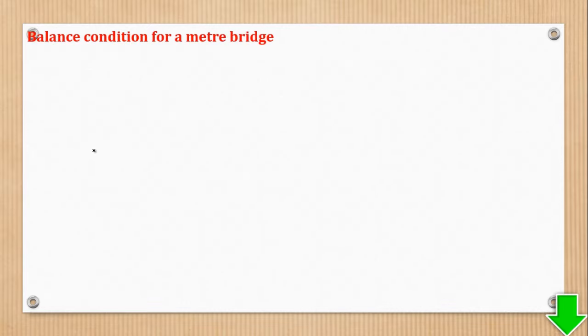Just like we saw the balance condition in a Wheatstone bridge, even here we shall look at the balance condition of a meter bridge. So let's first redraw the diagram.